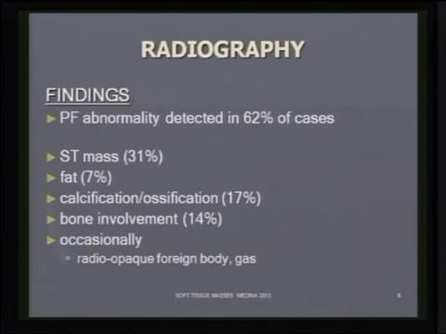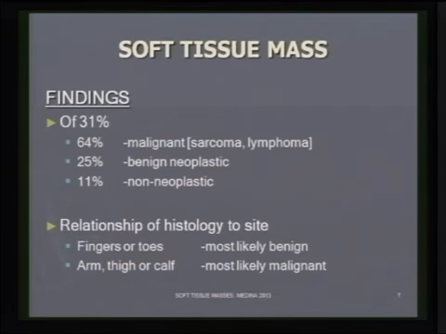Now, there was a plain film abnormality demonstrated in 62% of cases. The commonest was the demonstration itself of a soft tissue mass. In 7% of the cases, we saw fat. In 17%, some kind of calcification or ossification. We differentiate them by calling ossification when we can see trabecular bone formation within the lesion. Involvement of the bone was seen in 14% of cases, and very occasionally we saw either a radiopaque foreign body or some gas within the lesion. So the majority of patients, about 2/3, would have some kind of abnormality on their plain film when presenting with a soft tissue tumor.